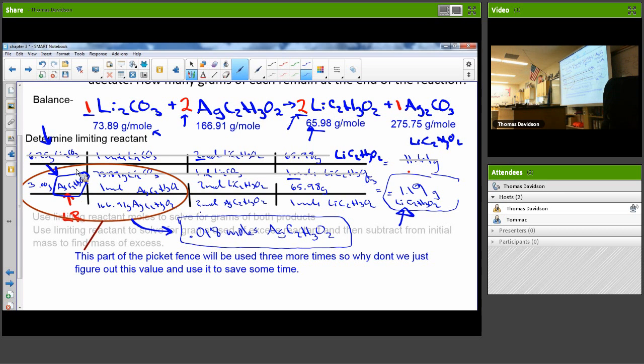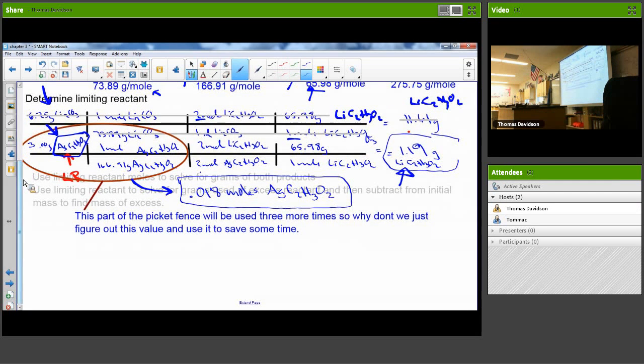So the top one, you can see I've put gray lines through because I don't want to accidentally use those numbers ever again, right? Okay, then you should definitely do this. This red circle says this part of the picket fence will be used 3 more times. So why don't we just figure out this value and use it to save some time? We're going to make 3 picket fences.